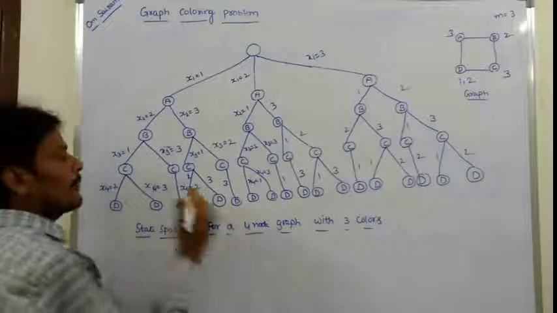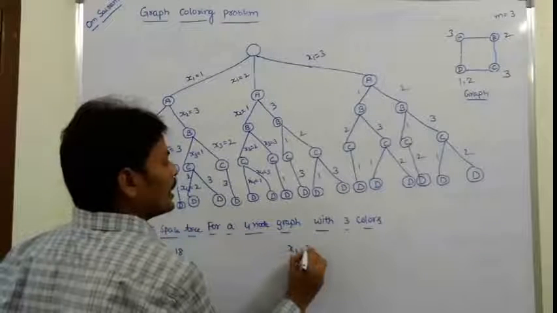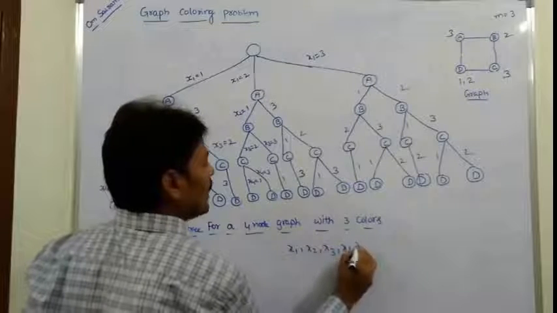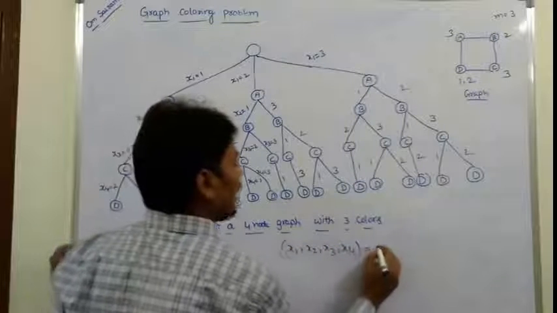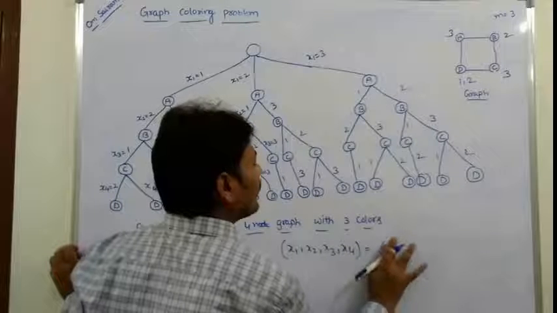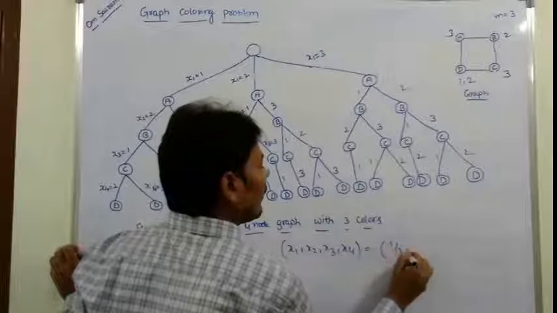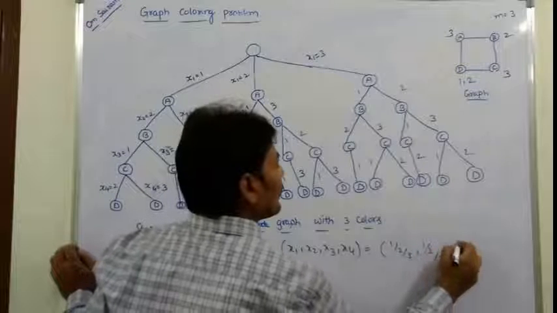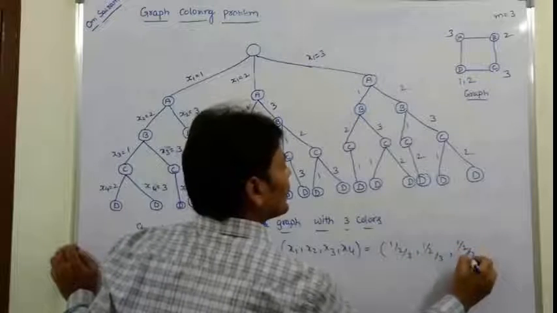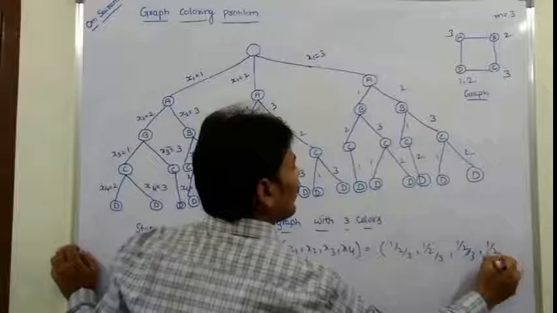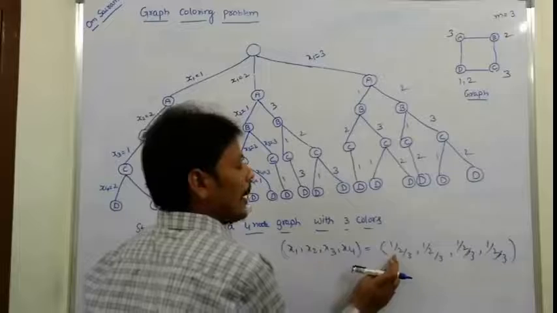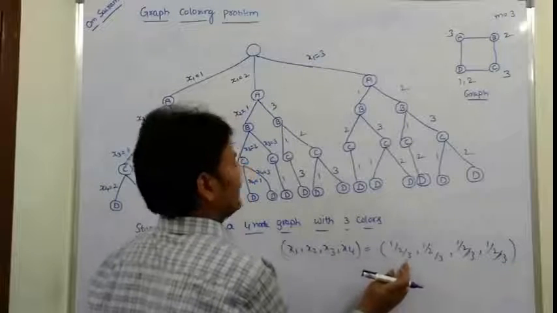Each and every solution is represented by x1, x2, x3, x4. Each and every xi can take either first color, second color or third color. So each xi can take 3 values, either first color, second color or third color.